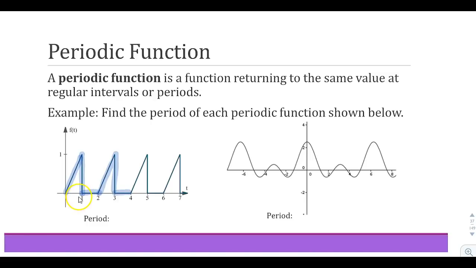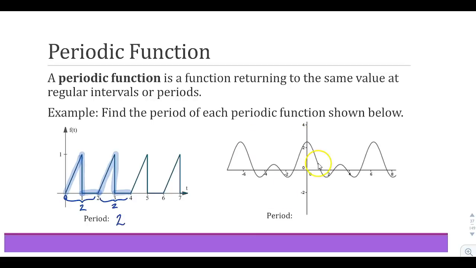So the period itself is the horizontal distance required for the periodic function to complete one cycle, or in this case, one little shark fin with a tail. So here, the period would be 2 units, right? That horizontal distance from 0 to 2. So we can see the next one is between 2 and 4, also 2 units. So the period here is 2.